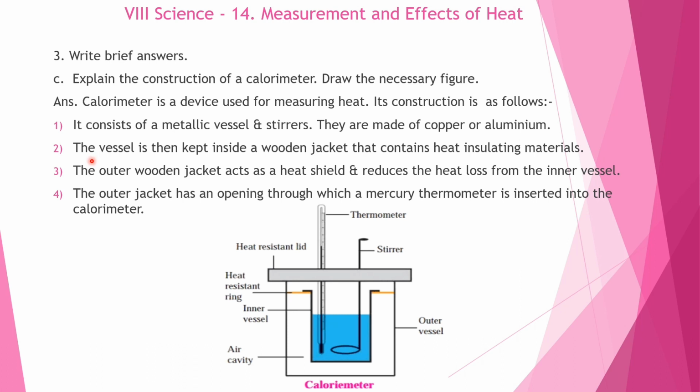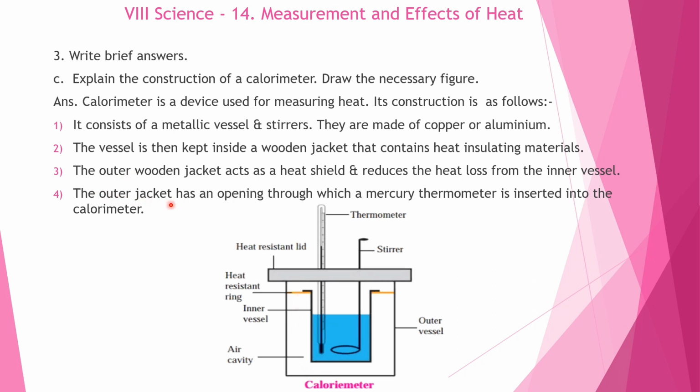The vessel is then kept inside a wooden jacket that contains heat insulating materials. This is the vessel which is made of wood, children. Inside this wooden box, we are keeping this metallic vessel. The outer wooden jacket acts as a heat shield and reduces the heat loss from the inner vessel. So the outside wooden box is not allowing the heat energy to go out.